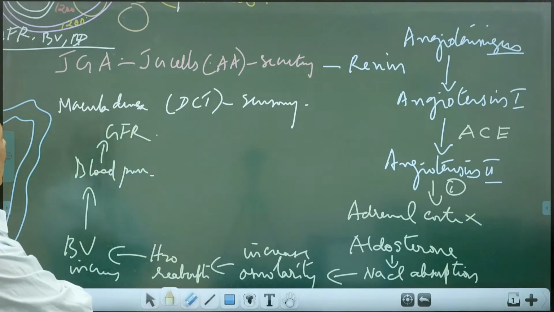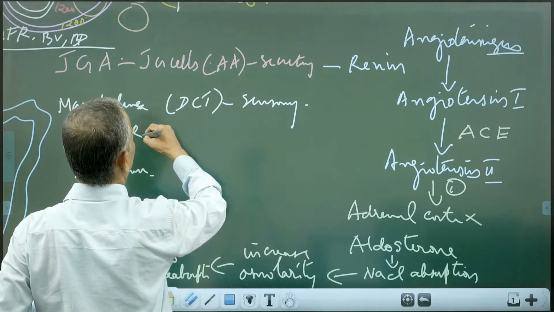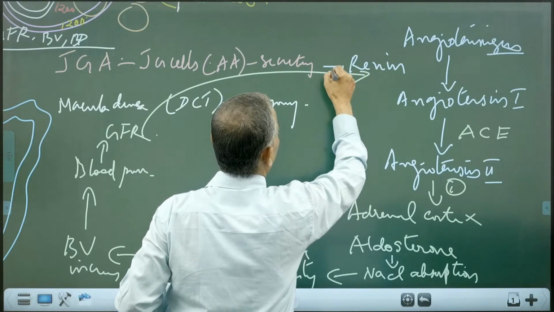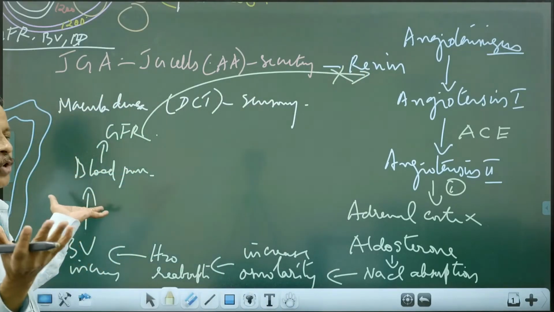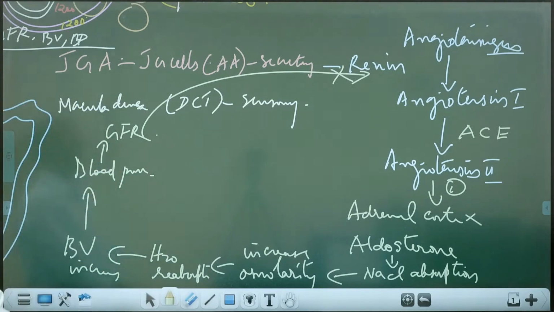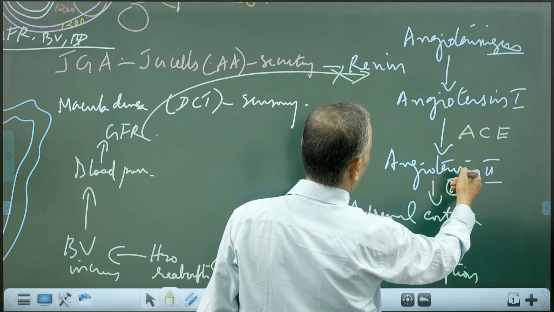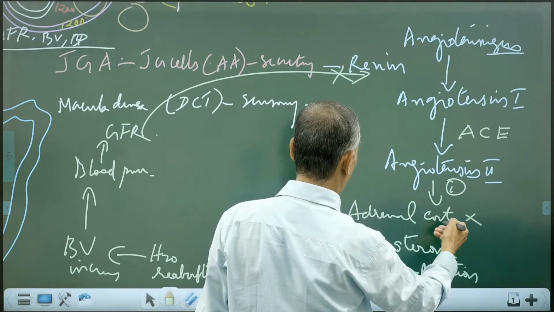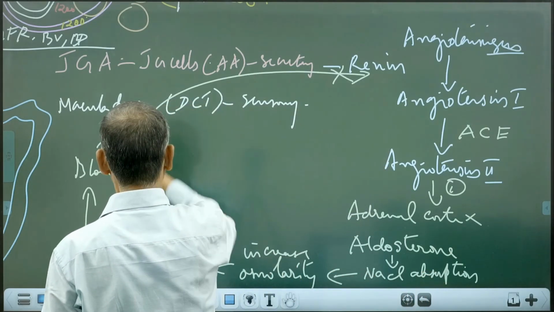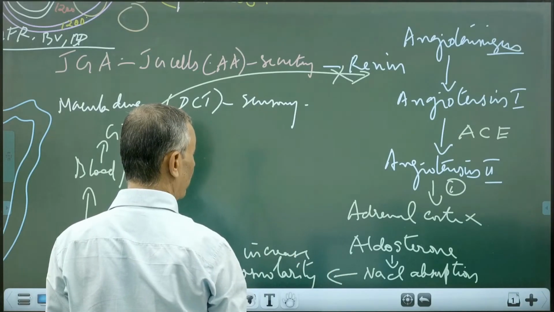When GFR, blood volume and blood pressure are normal, that will suppress the production of renin. So there is no need of any more renin; renin production is suppressed. That is one way. In this mechanism, angiotensin 2 acts on aldosterone production and increases the GFR through the sodium chloride. This is the main mechanism.